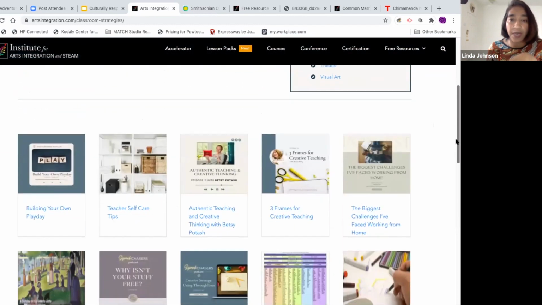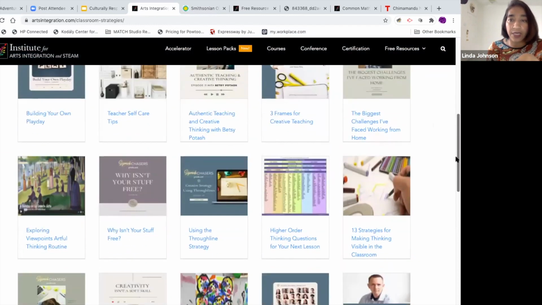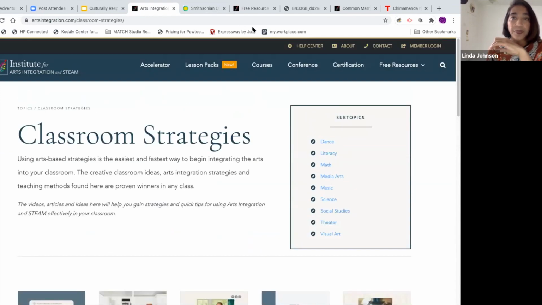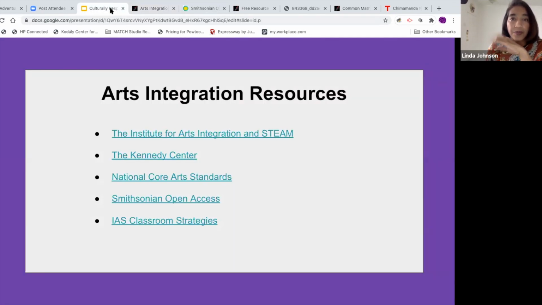You can look at all these subtopics and all of these different things that are there. For your higher order thinking, it's talking about different strategies: 13 strategies for making thinking visible in the classroom. These strategies are not full-blown arts integration lessons, but it's a way to go into what we like to call artful thinking. So that's those right there.